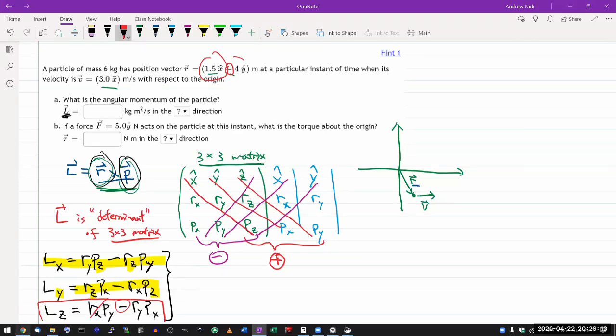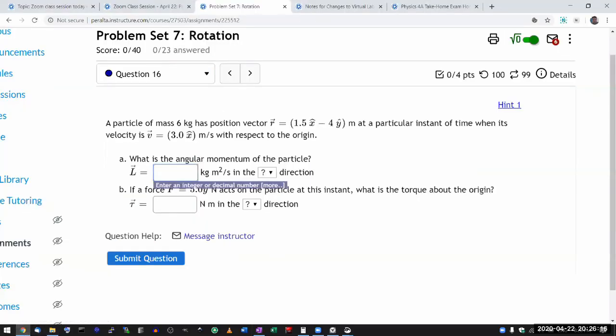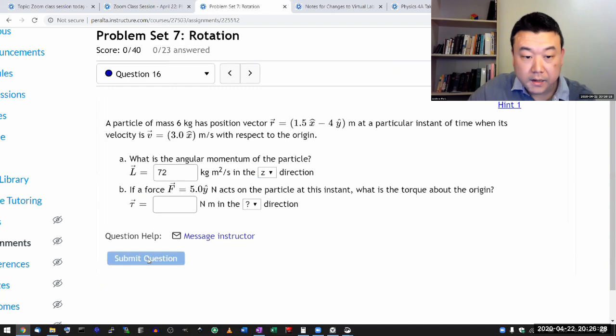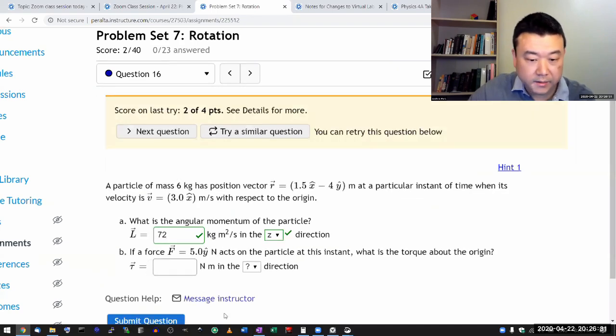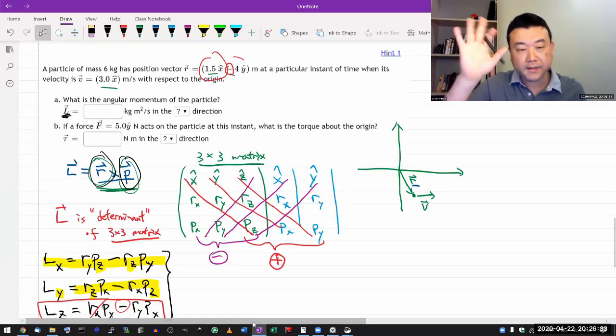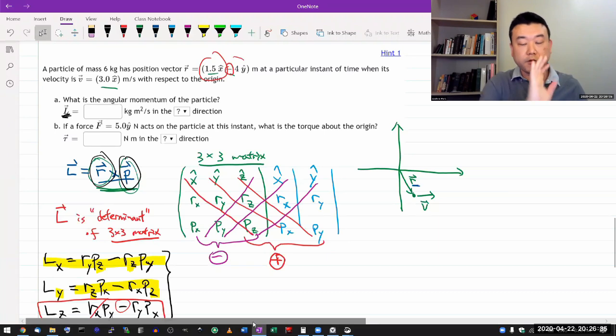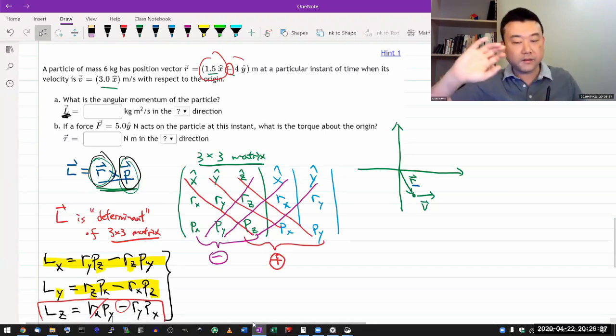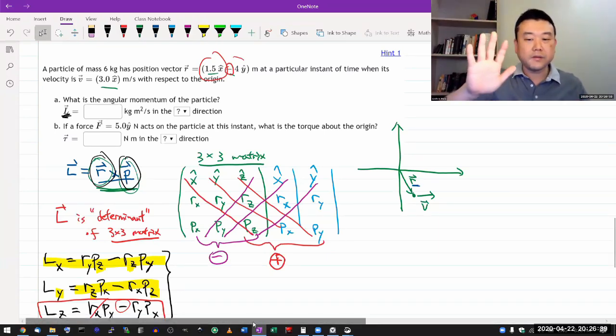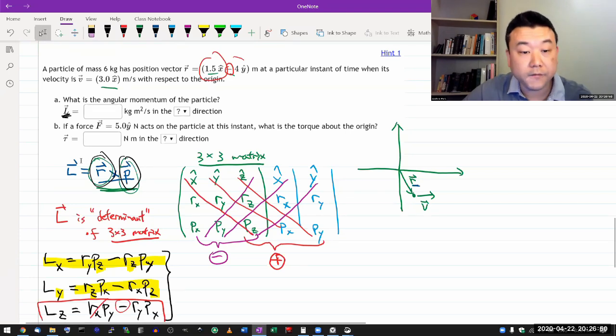Let's see if that's what we get. 72, maybe. And you will see that when you look at the options. Oh, yes, and there could have been a lot more options. And it's going to be positive Z. You can actually see that it also matches with the right-hand rule, if you try to put your right hand, you can do it yourself, but yeah, use the component definition.